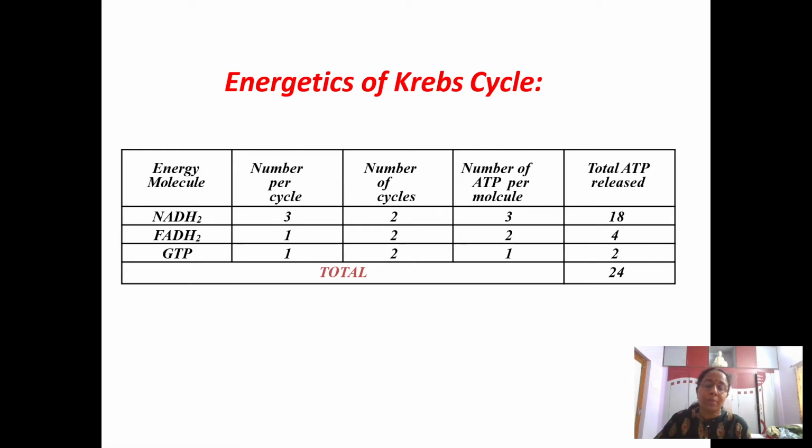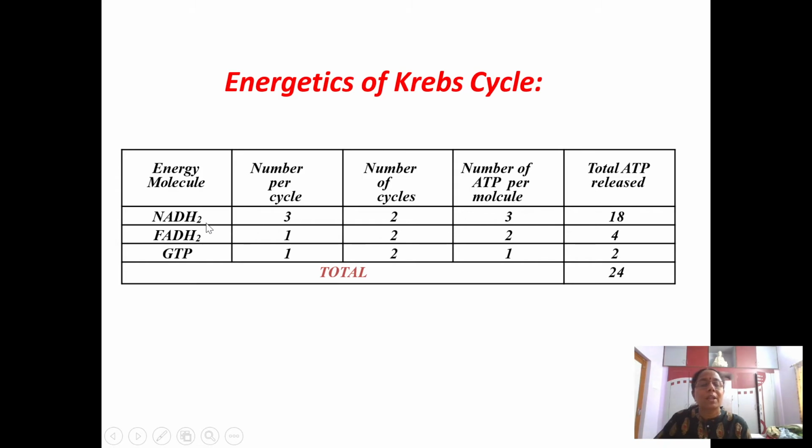So, 2 molecules of pyruvate should give you 2 molecules of acetyl-CoA. You have to calculate this for 1 molecule of acetyl-CoA entering into the Krebs cycle. But I am taking 2 cycles into consideration because you have got 2 acetyl-CoA from 2 molecules of pyruvate. So, what will be the number of ATP molecules produced?